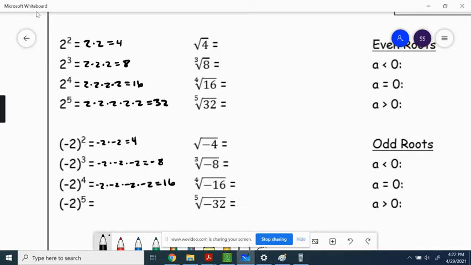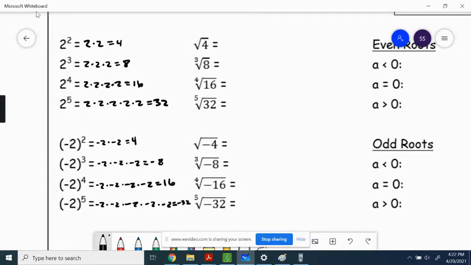And last one, negative 2 to the fifth is negative 2 times negative 2 times negative 2 times negative 2 times negative 2. Again, negative times a negative is a positive. Positive times a negative is a negative. Negative times a negative is a positive, and positive times a negative is a negative.